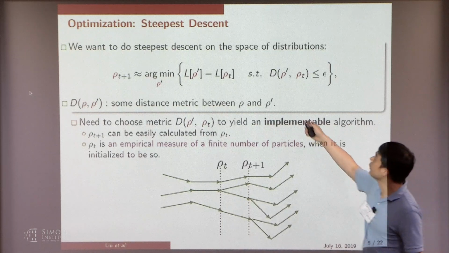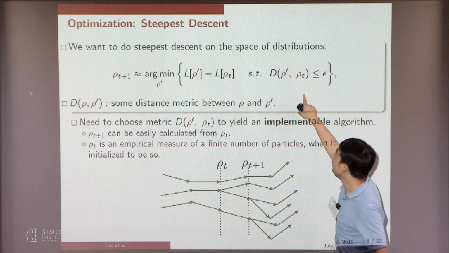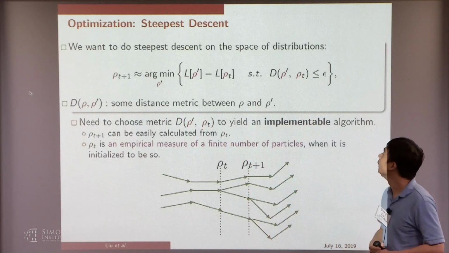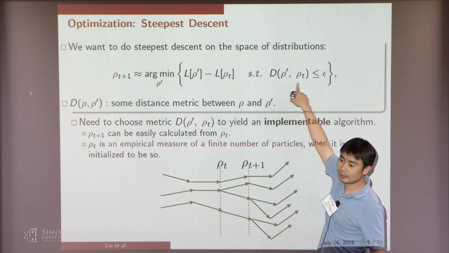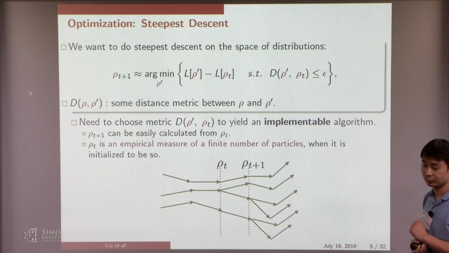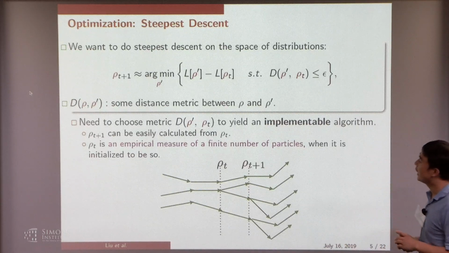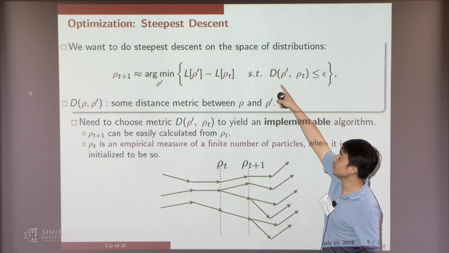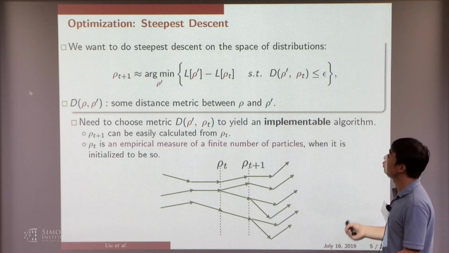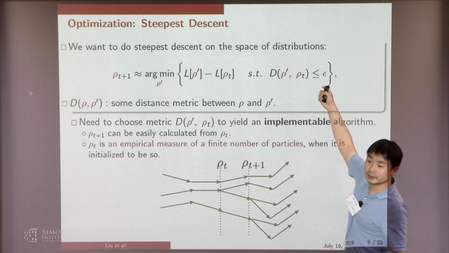And the idea is simple. So here's a simple generalization. We are still doing steepest descent, but now we are doing it in the space of distributions, right? And here we need to actually define some notion of distance. The distance has to measure the difference between two different distributions. So here the key is really that we want to choose the distance so that we can actually get a practically implementable algorithm by following this derivation.